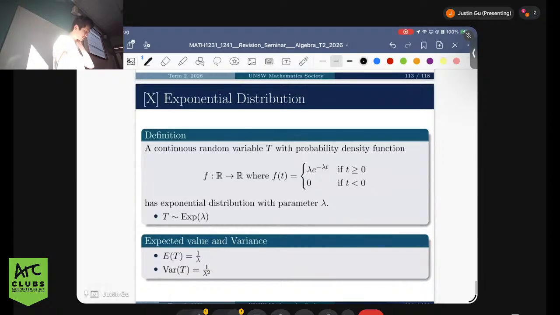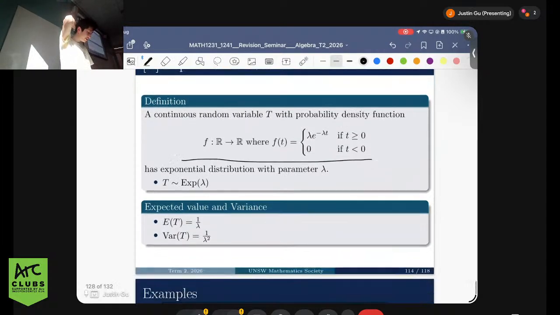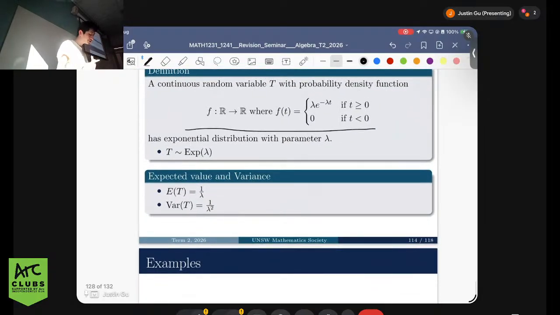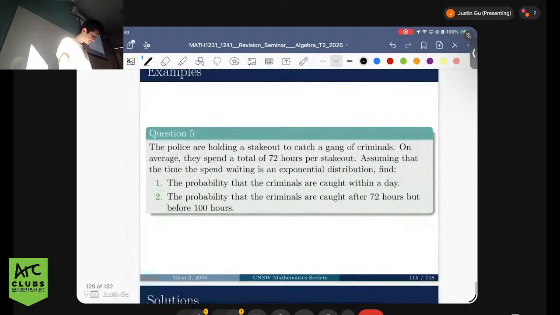So the last thing we're going to go through today is the exponential distribution, right? So a continuous random variable t with a probability density function given by this is what we call an exponential distribution, and it's dependent on the parameter lambda, right? There are many different exponential distributions you could have, and the expected value of t is 1 on lambda, and the variance is given by 1 on lambda squared.